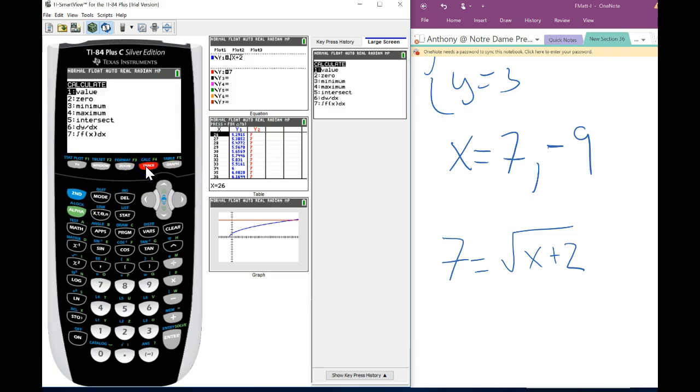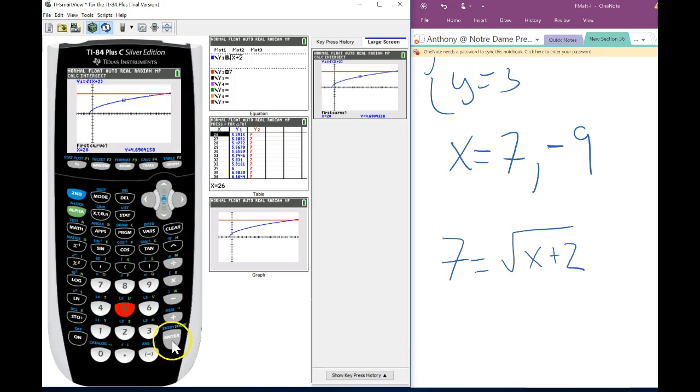So now I do second trace, pick the intersect command. First curve, well, that's the square root curve. I want to use that. Second curve, that's the straight line. I want to use that. Guess, and now I'm just going to be pressing the right arrow for a half an hour while I get close to that. Now, how close is close enough? This is plenty close. I'm just going to press enter. So there's my answer, x equals 47.